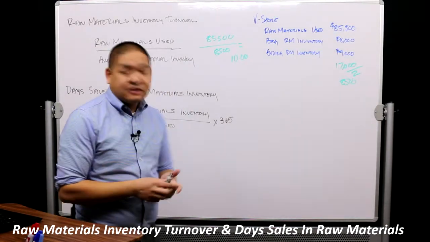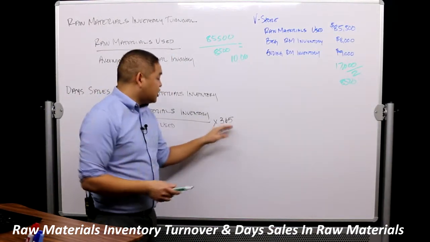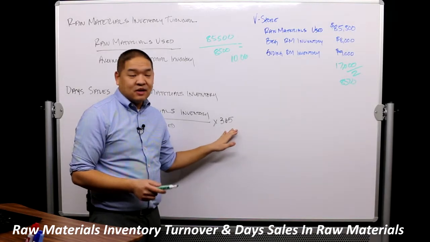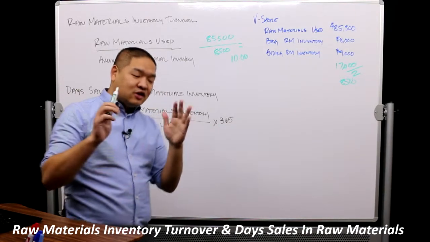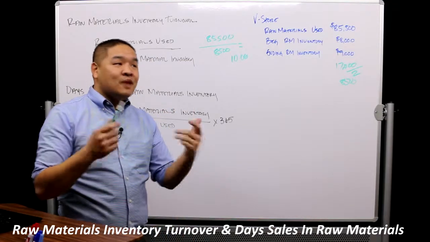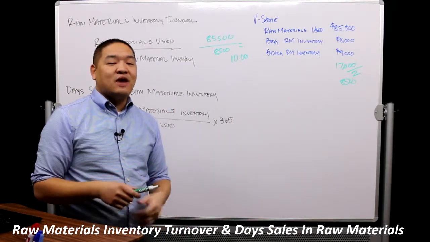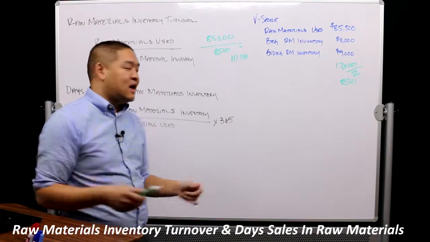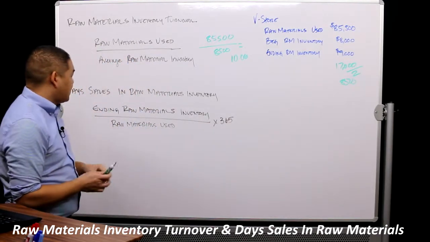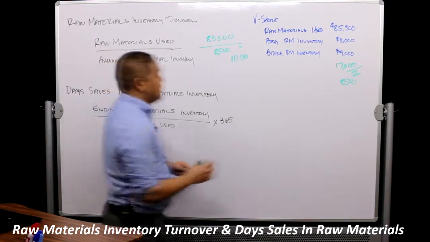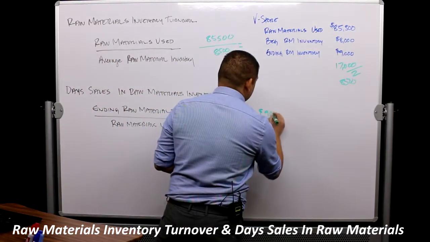Now, if I have some smart Alex out there, you could put 366 in the leap years. You can put 365, or you can put 360, and there is a reason why a lot of people put 360. That's just to smooth it all out, to assume that every single month has 30 days. But we use 365. So let's start off with ending raw materials inventory. Ending raw material inventory was $9,000 at the end of the year.